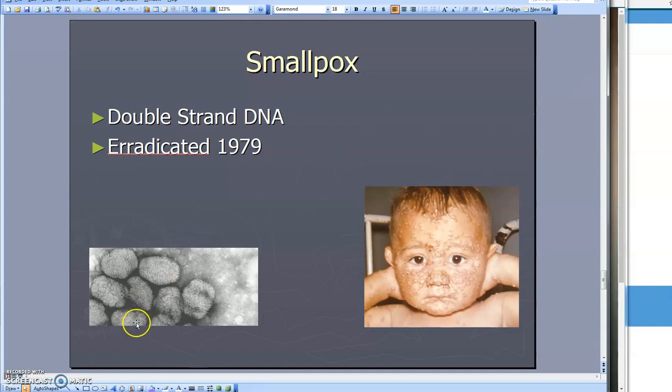There's a picture of it here, and it causes these huge welts and bumps on the skin. Some people would get covered, and it can lead to scarring.